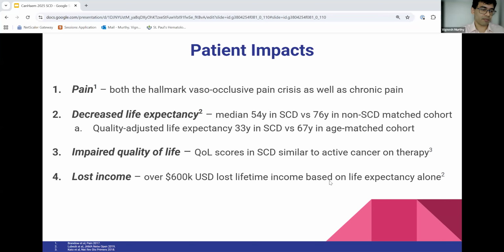And so, of course, this leads to impaired quality of life. One study looked at quality of life scores in sickle cell disease and found that they're quite similar to patients with active cancer on chemotherapy. So generally very poor, as you might imagine. And this also results in lost income.